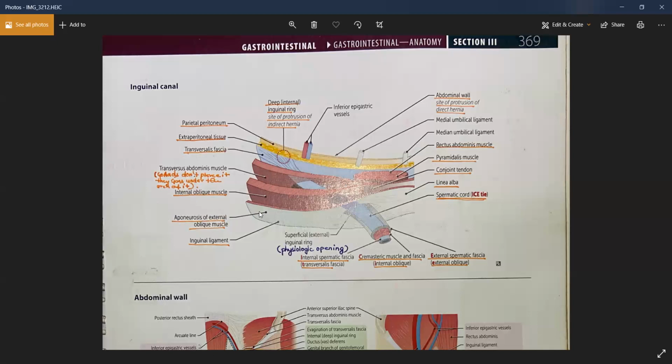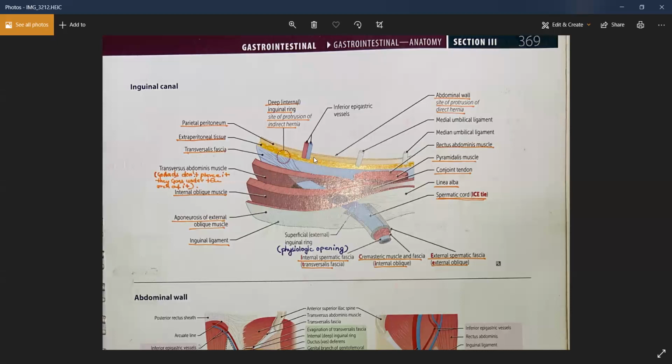And then on the outermost side, you will have the external oblique muscle and the aponeurosis of the external oblique muscle. So first is the peritoneum, then the fat, then the transversalis fascia. In the middle, you will have the rectus abdominis muscle. Then you have the transversalis muscle, then the internal oblique, and finally the external oblique. The internal oblique and the transversalis muscle join to form the conjoint tendon in the midline, as you can see on the medial side.